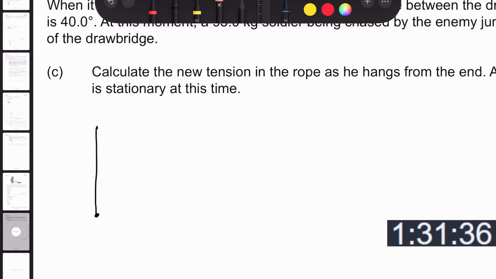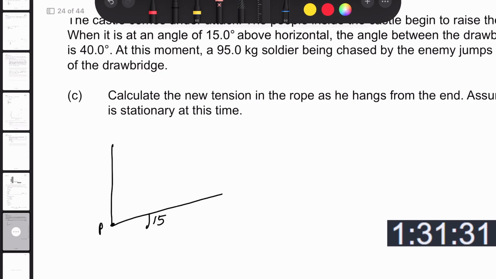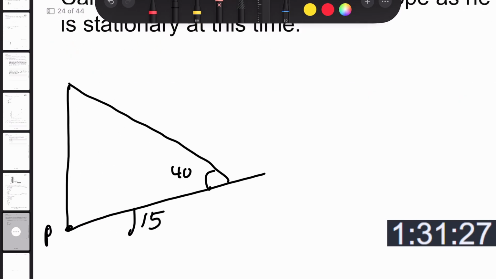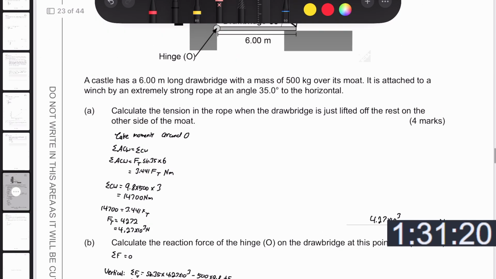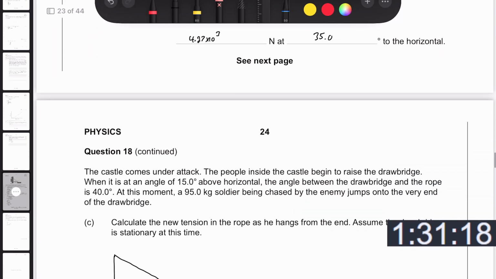So here's my pivot. That's 15 degrees. And this is now 40 degrees. And it was 6 meters long.